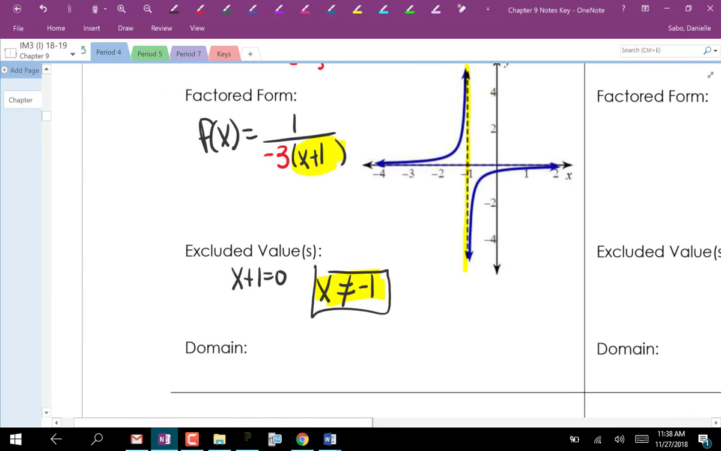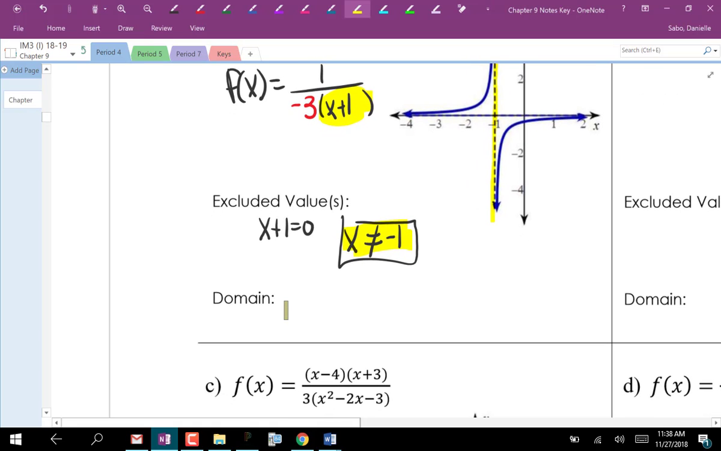So that does affect our domain, okay? If we go left to right, I always start at negative infinity, and I'm going to stop wherever my excluded values are. So I'm going to stop at -1. You see how it literally is a wall, and the graph does not touch the wall. That means that it doesn't exist there. So I have negative infinity, because that's where I always start, and I'm stopping here at -1.